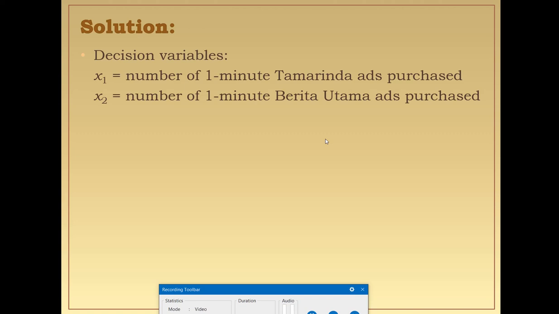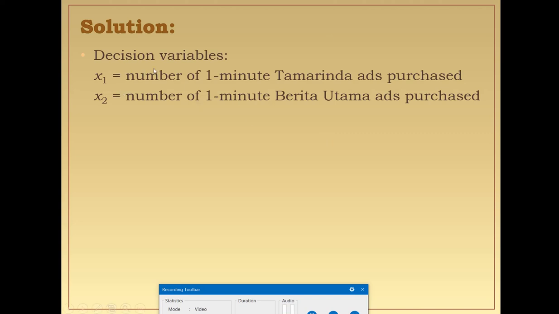Macam mana you define you punya decision variables. Kalau you define macam tu, kalau you cakap X1 sama dengan number of wooden car, so I tak tahu the color of wooden car, the material used to produce wooden car. So you kena specify kan, bagi tahu detail. Okay, X1 is the number of wooden car produced per week. Macam tu. Semua lengkap. Okay, sama juga dalam kes ni.